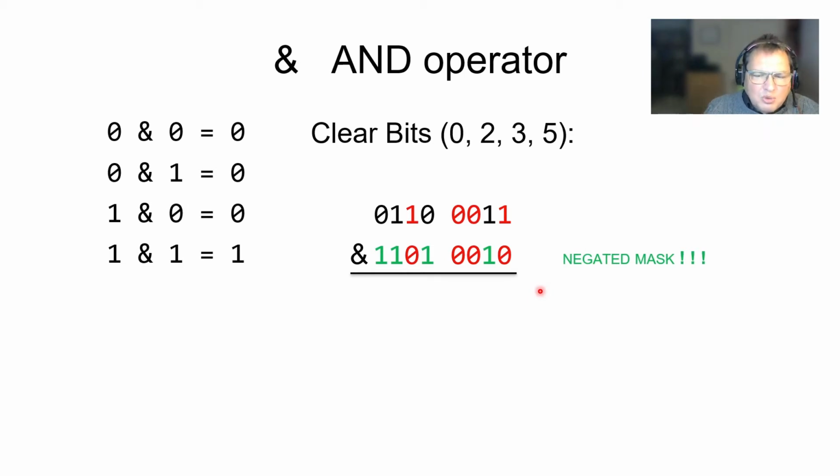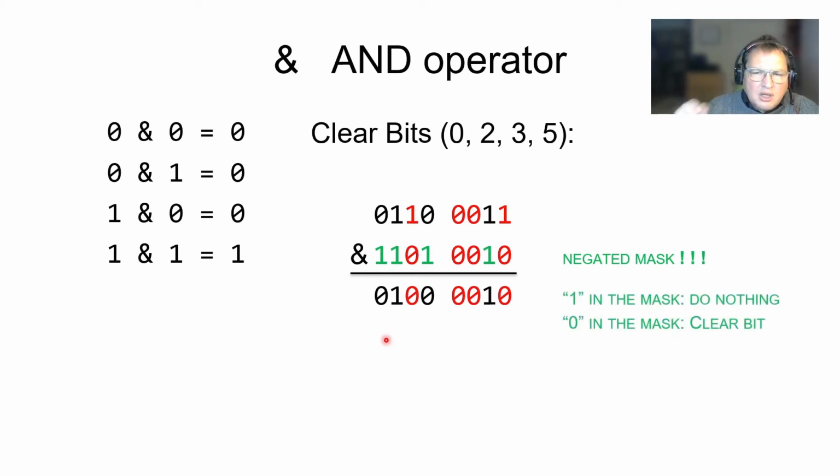So this is a mask which is directly opposite to the mask we used previously. But the AND operation will be exactly the same as previously. So 1 and 0 is 0, 1 and 1 is 1, and so on. This is the result, and in this result we can notice a little bit different thing.